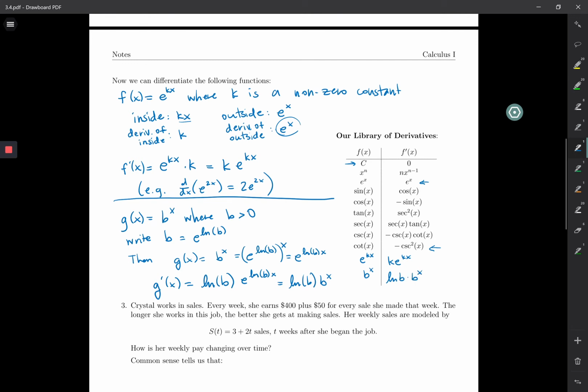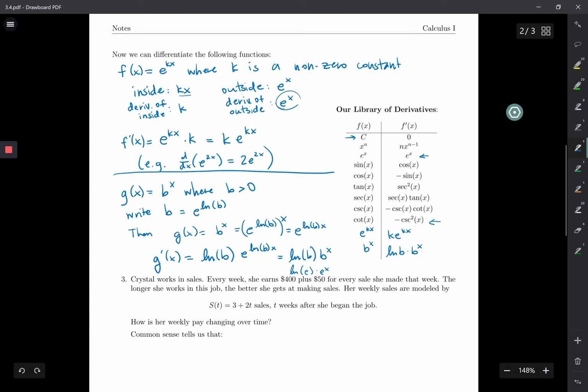Okay. And then notice that if we were to check that this formula works for the base e, the one base that we were able to compute, we would get the natural log of e times e to the x, which, natural log of e is just equal to 1. So we do get e to the x. And so this is consistent with the other formula that we have, right? Okay. So we have two more functions that we can take the derivative of.